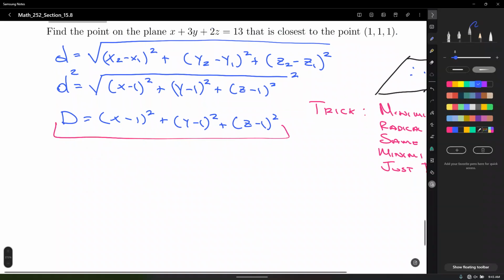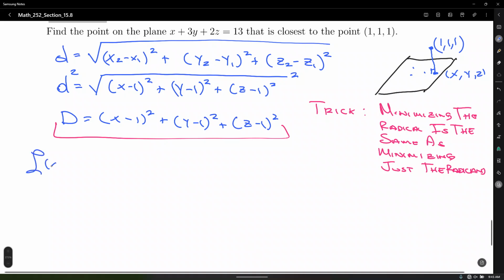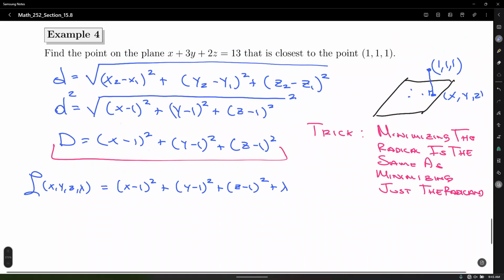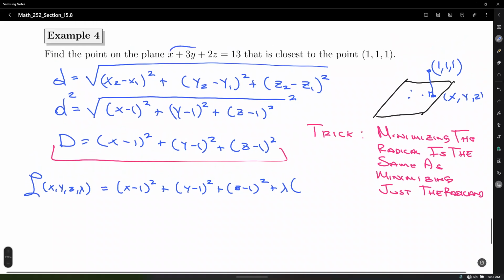Now let's set up the Lagrangian, that is big L of x, y, z, lambda, that is the objective function (x minus 1) squared plus (y minus 1) squared plus (z minus 1) squared plus lambda times the constraint. The constraint is going to be given by this, that is x plus 3y plus 2z minus 13. Okay? So now we have a function to work with. Let's find the 4 partials and solve the problem.